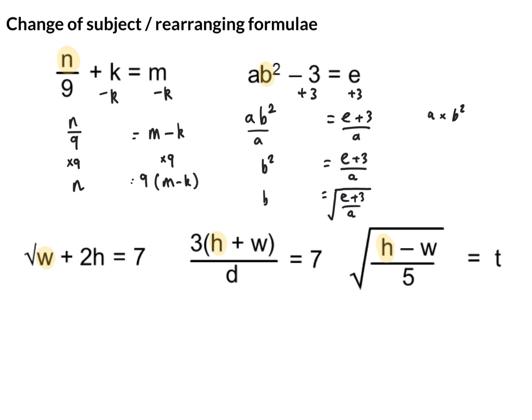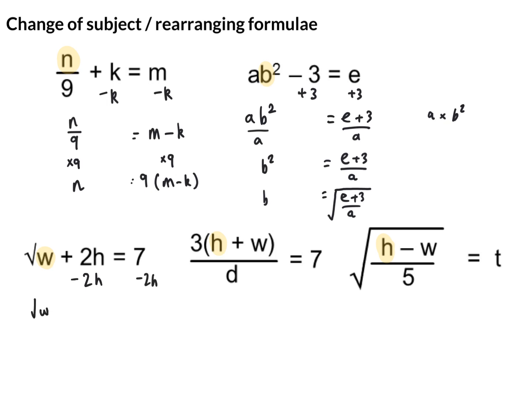So to make w the subject in this next one, I want to get this root w on its own, so I'm going to get rid of this 2h. Don't let the fact that this is 2h fool you. We have got root w plus 2h. So to get this w term on its own, we are going to need to get rid of this adding 2h. So we are going to start by subtracting 2 h's from each side.